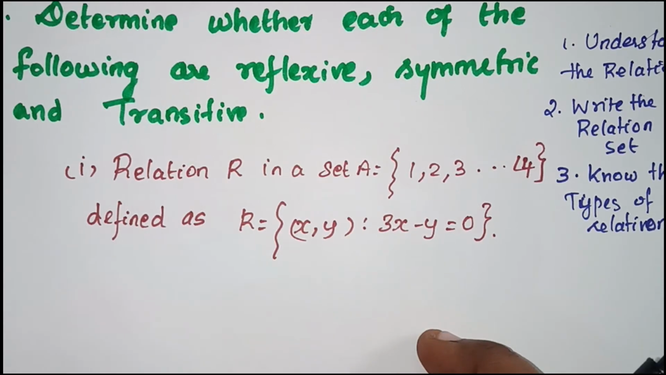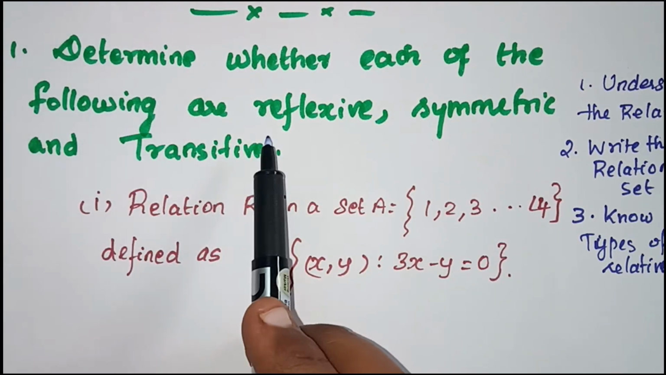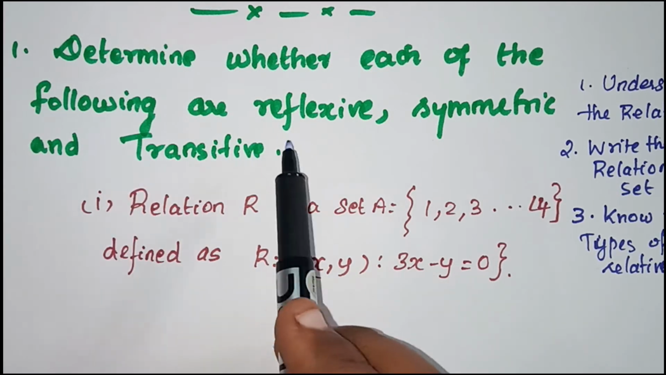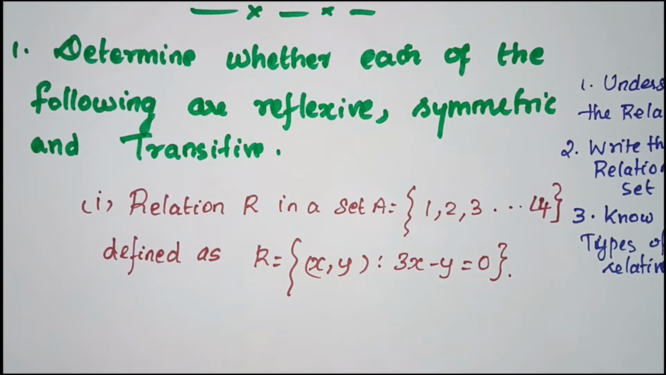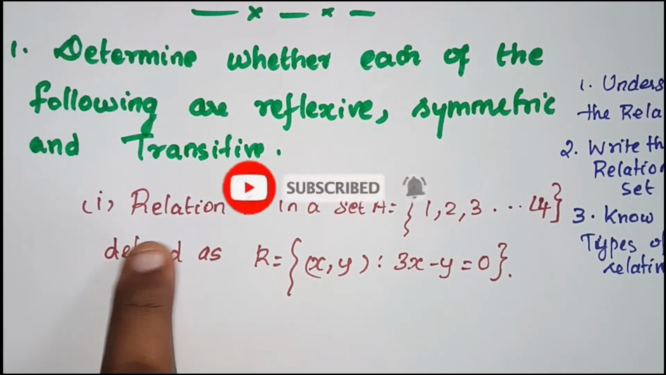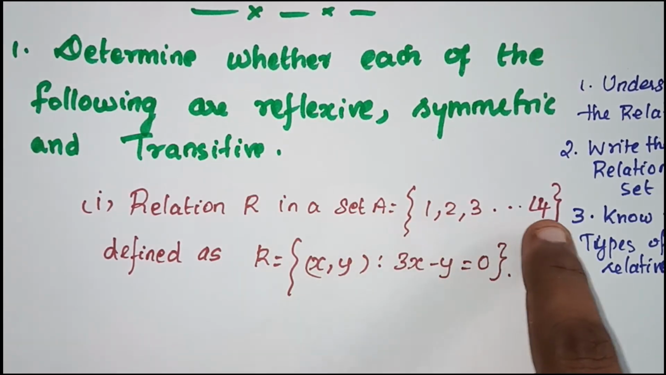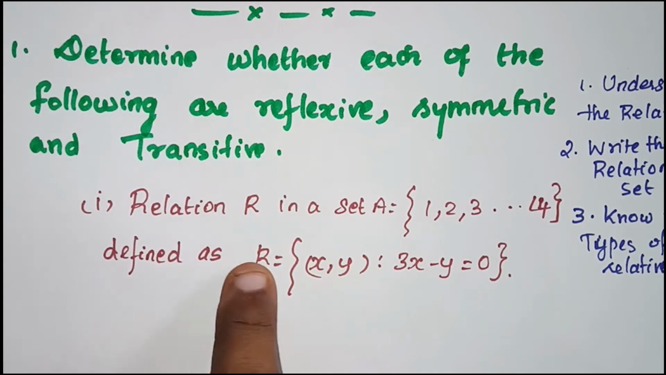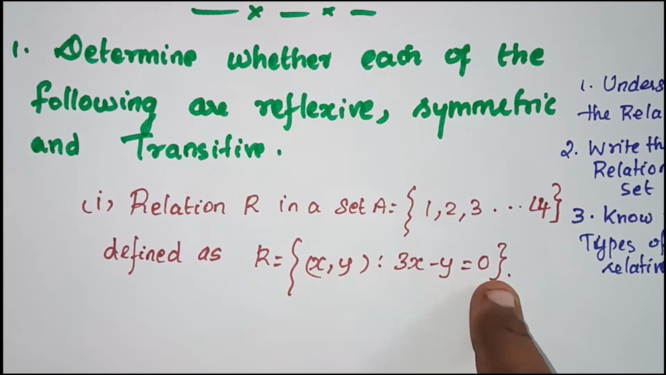So first we will see the first problem. First we will read the question. Determine whether each of the following are reflexive, symmetric and transitive. So we need to check whether the given relations are reflexive, symmetric and transitive. In this first problem, there are 5 parts. We will do one by one. In the first part, the relation is in set A. Set A is given as 1, 2, 3 up to 14. The relation is defined as (x, y) such that 3x minus y equal to 0.